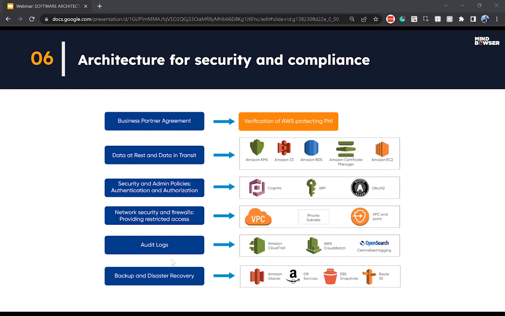Then firewalls and network security are most important, at the VPC level and at the VPC endpoints. All the protected data stores and compute resources should be placed in a private subnet so that no one can access the data, and it will be accessible only from the resources present in the particular VPC.